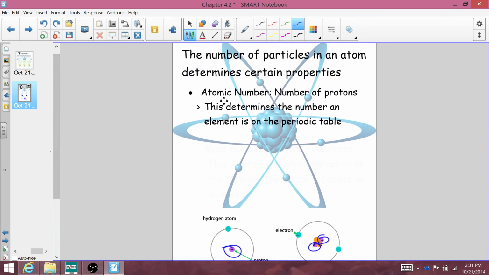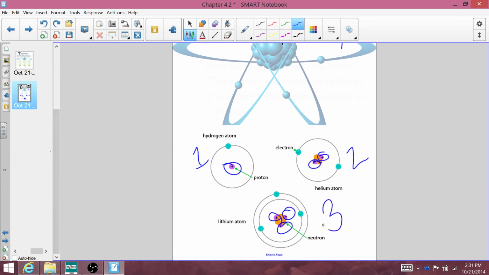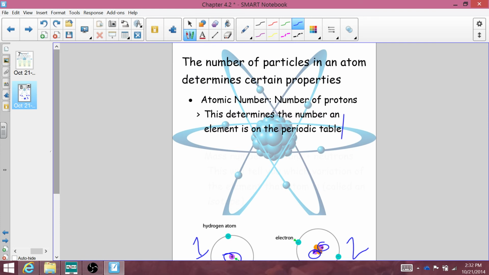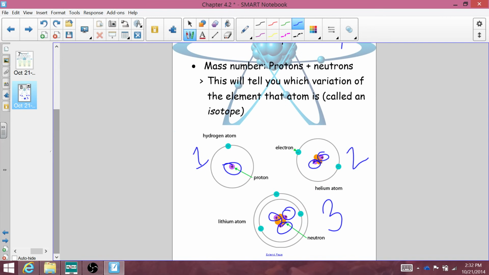So, the atomic number of hydrogen is 1. The atomic number of helium is 2. The atomic number of lithium is 3. And as we add protons, we increase in atomic number. Now, the mass number is the number of protons and neutrons put together. And this will tell you which variation of the element you have. Remember, that's called an isotope. So, if we take a look down here, let's erase our atomic number so that we can add some mass numbers.